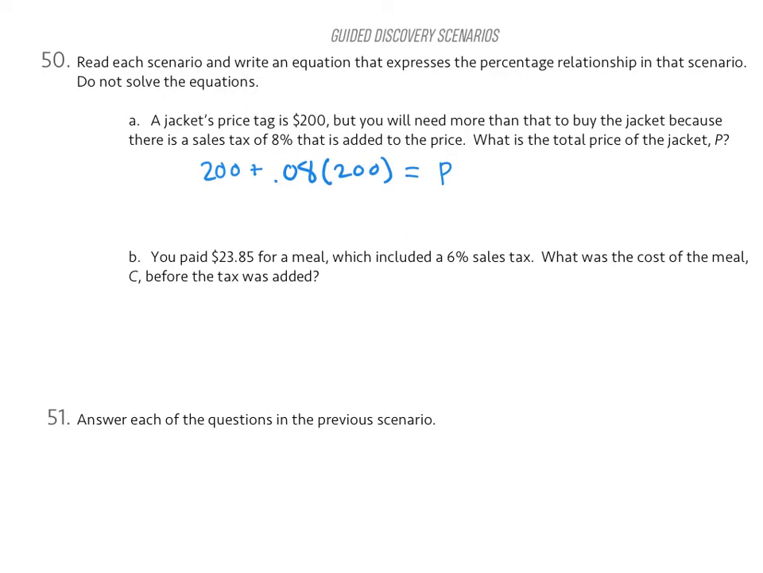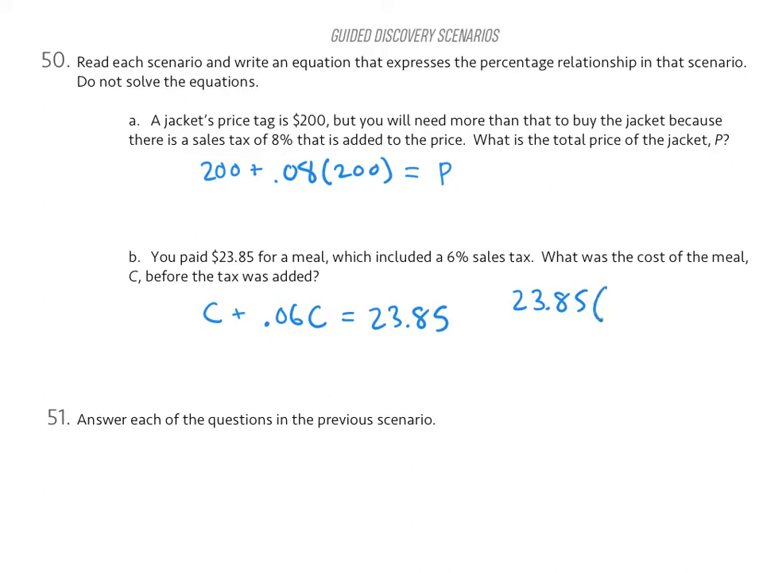This one is the reverse of Part A. This time we're starting with C, the cost of the meal, and then you would add sales tax to it. And the sales tax is 6%, 0.06. It's 6% of the cost of the meal, so 0.06C. And when you add those two together, you get how much you paid, $23.85.